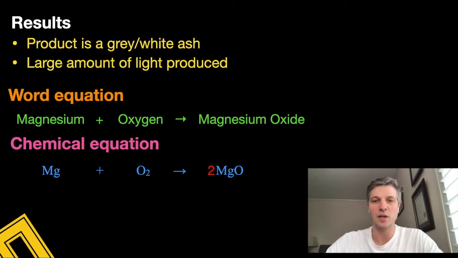It's going to look like this and balanced up with two magnesiums and two magnesium oxides. In summary, a combination reaction brings two reactants together. They can be either elements or compounds, and it produces a product that is a single molecule. Nice and simple.